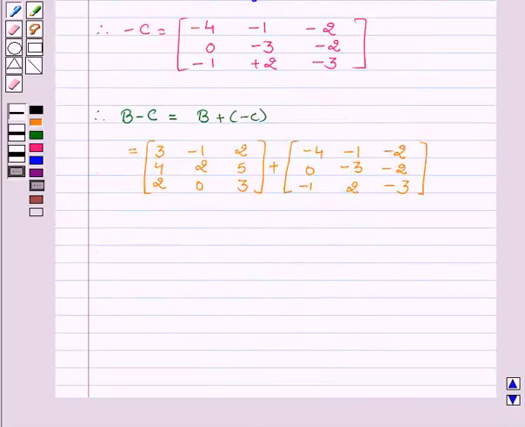Now, on placing the value of B and C, we get B plus minus C equal to 3 minus 4, 1, minus 1 minus 1, minus 2, 2 minus 2, 0, and similarly we'll write for the second row and for third row. So the value of B minus C is equal to minus 1, minus 2, 0, 4, minus 1, 3, 1, 2, 0. Now, we'll verify that A plus (B minus C) equal to (A plus B) minus C.